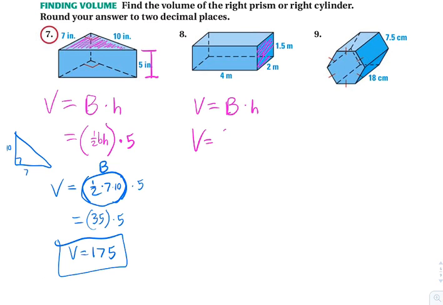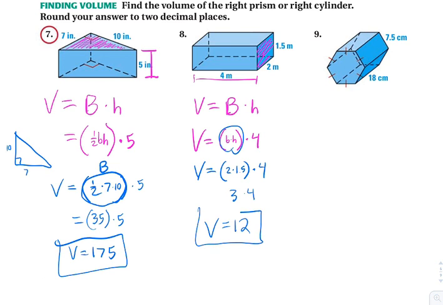I know that the area of a rectangle is base times height. And the height of my prism is the distance between the bases. That's 4. Okay, so in my base, I have 2 times 1.5. So the area of my base is 2 times 1.5. And then times the height of the prism, which is 4. So that's 2 times 1.5 is 3, times 4. So I got a volume of 12 here.